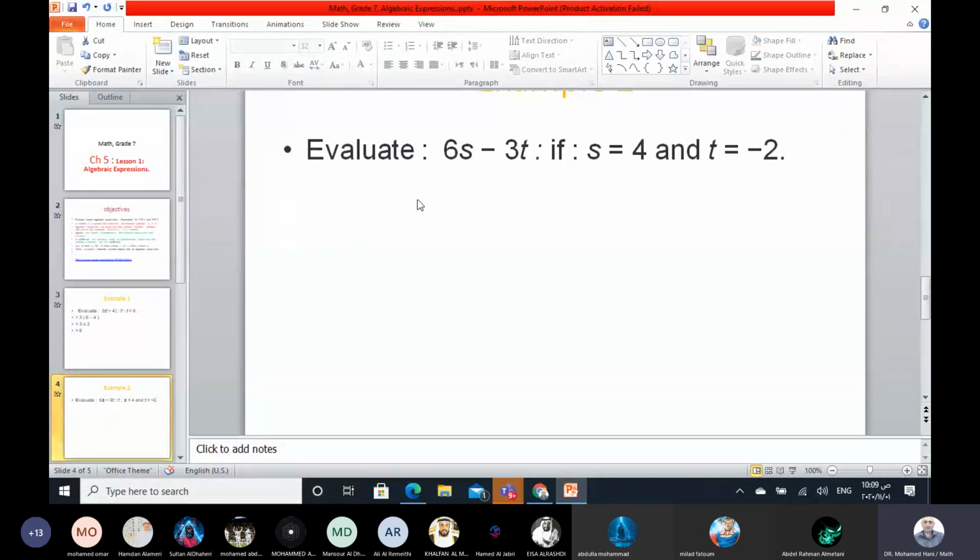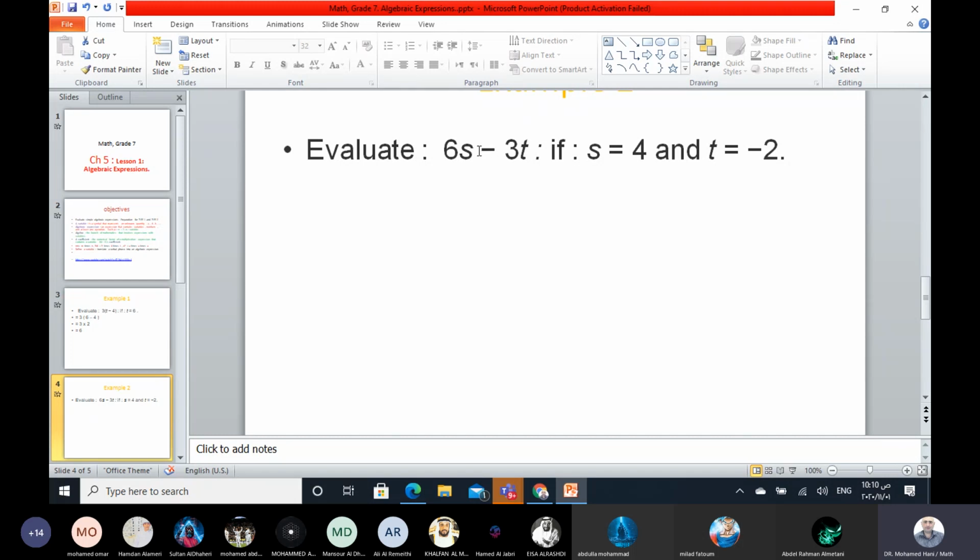The second question now, evaluate. We have 6s minus 3t. Now, s is a variable, t is a variable, 6 is a coefficient, 3 is a coefficient. And here we have minus. So in this sentence, we have two variables, s and t, and we have coefficients. What's the meaning of coefficient? The number that multiplies the variable.